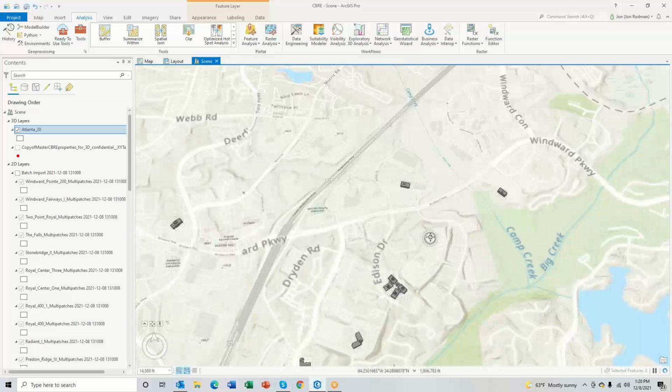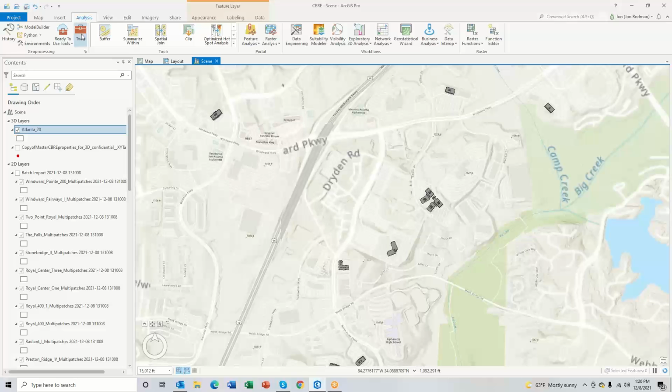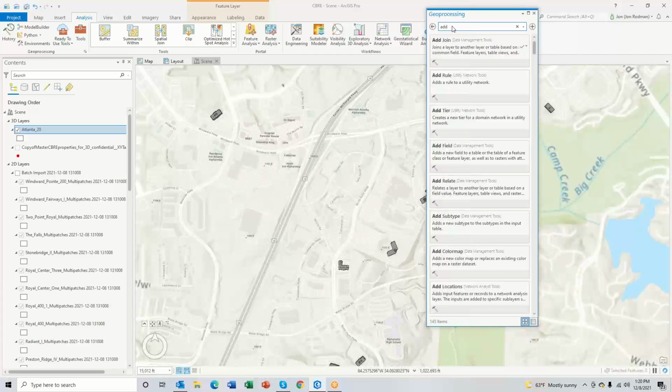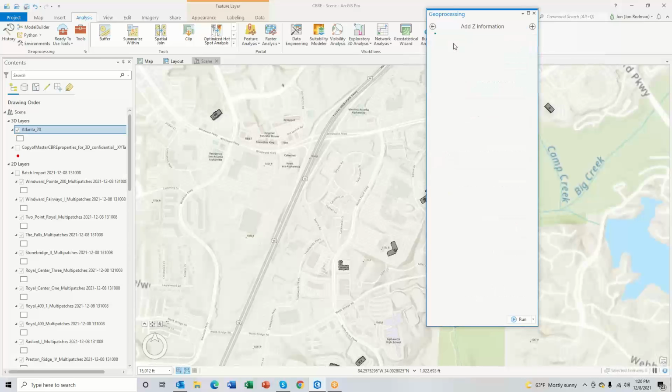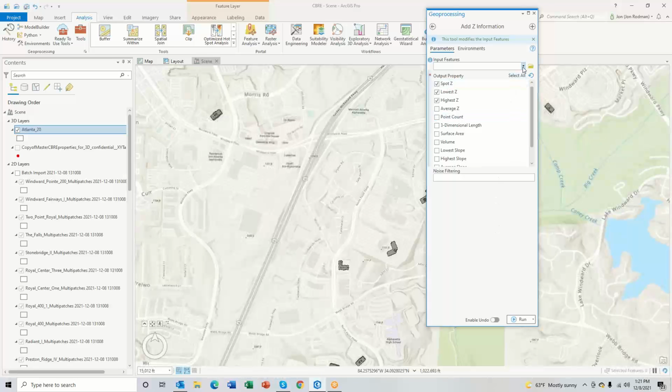No, I mean, could you please try to run the tool Add Z Information on this? What's it called? Add Z information. Just the letter Z, Add Z. Got it. Sorry. At the very top, if you could just do lowest and highest Z, all three. And can you select just the merge layer? The Atlanta 40 layer.